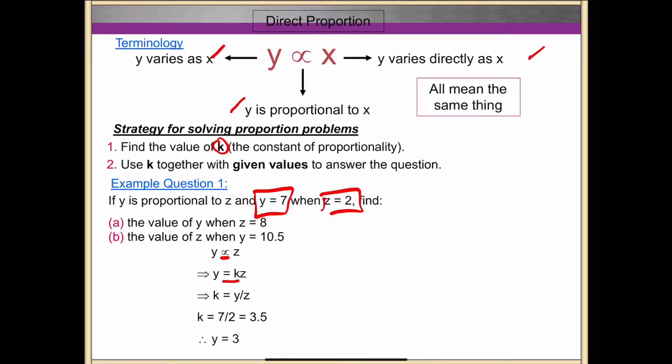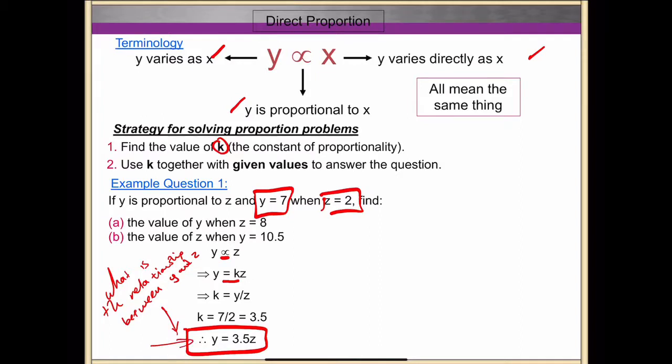Really, really important that you actually write this. For a lot of the questions, part A isn't actually find the value of Y or find the value of Z, but it will ask you, what is the relationship between Y and Z? It's really, really important for you to write this, okay? Regardless if the question asks you or not. Those 3 dots stand for therefore. And then we can actually use that now. You know that Y is K times Z, so you know K is 3.5, so simply substitution.